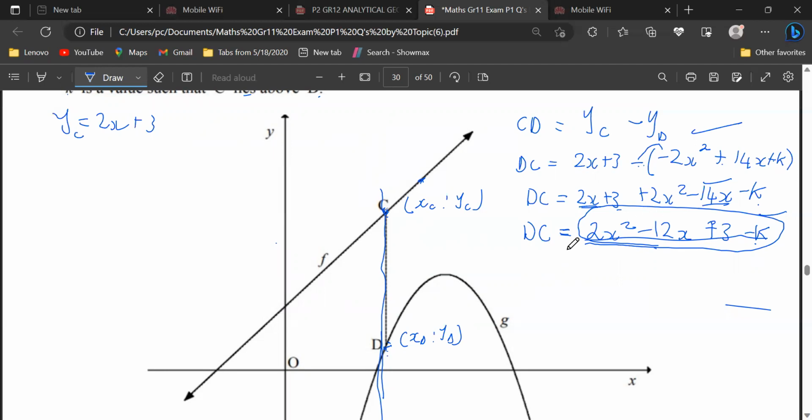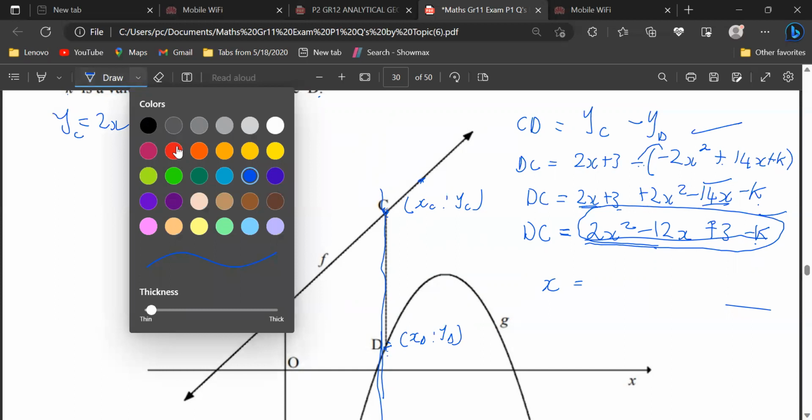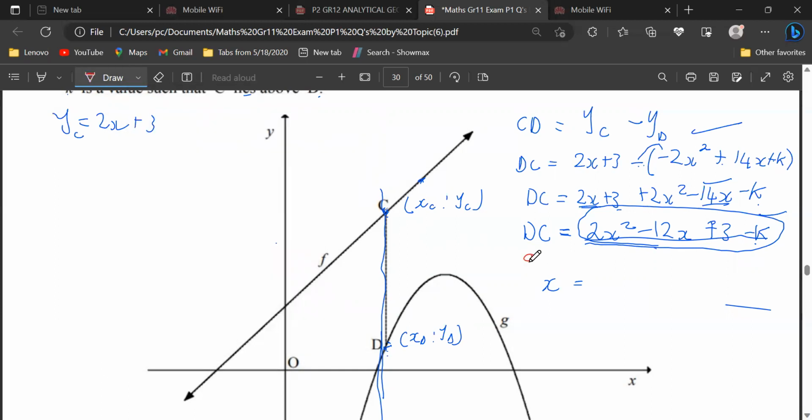So now let's try to get the turning point here. How would you get the turning point? We have a turning point formula. According to this, what is A, what is B, what is C? What is going to be our A? A is going to be 2. What is B? Minus 12. And what is going to be C? 3 minus K.